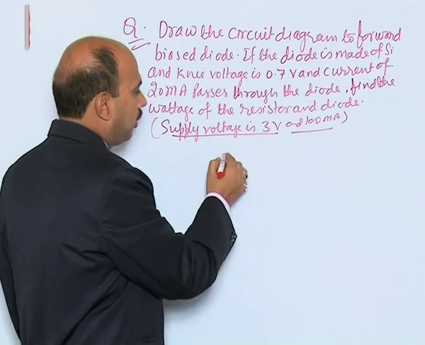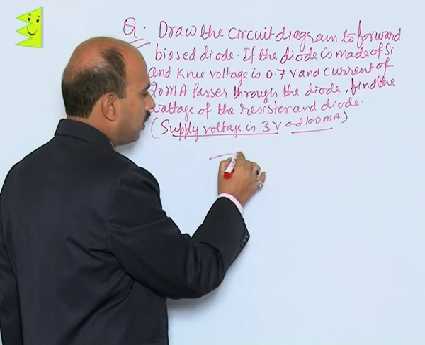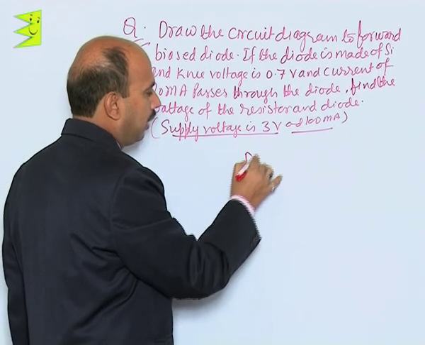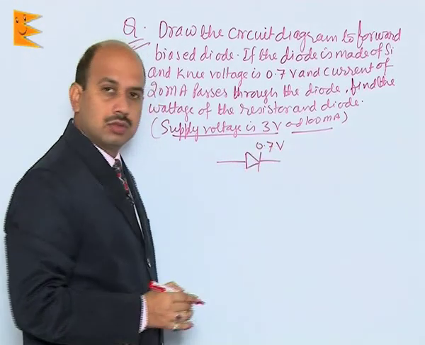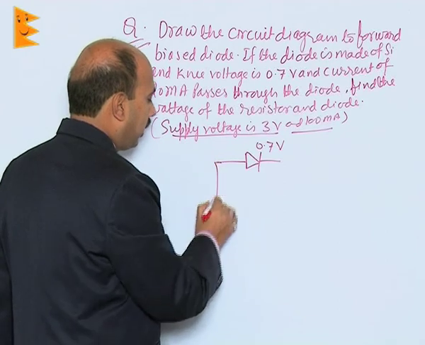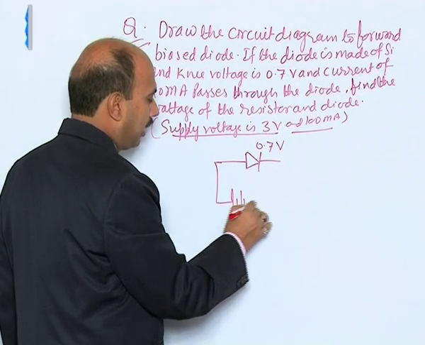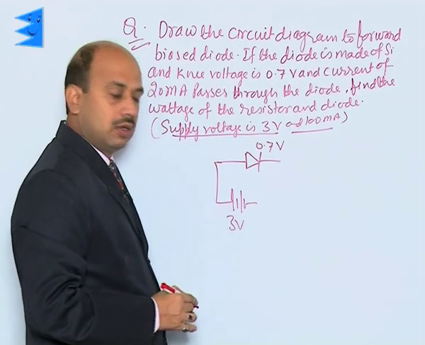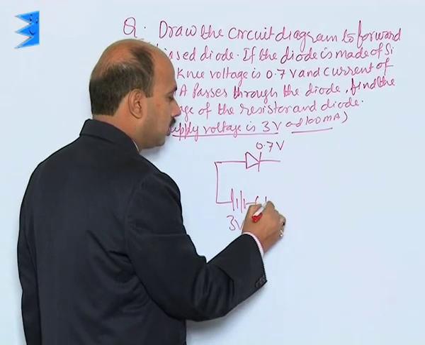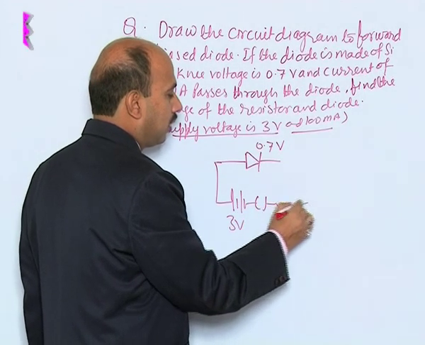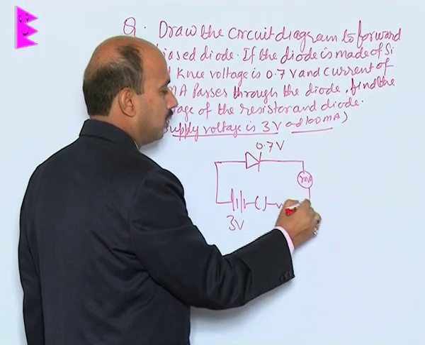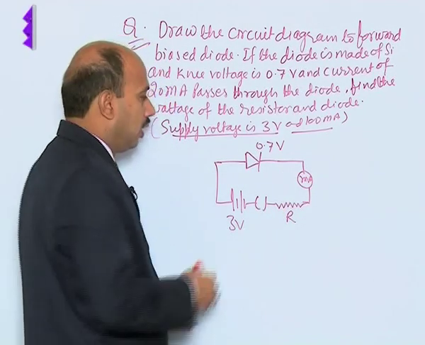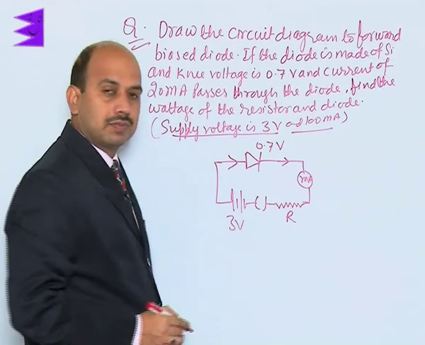So we have got a silicon diode like this. Suppose you are taking the diode in this way, its knee voltage is 0.7 volt. Now it is connected to a battery in forward biasing like this, that is 3 volt. Then we can take a switch and a resistor R, and here we can connect a milliammeter to measure current. So this is the forward biasing.